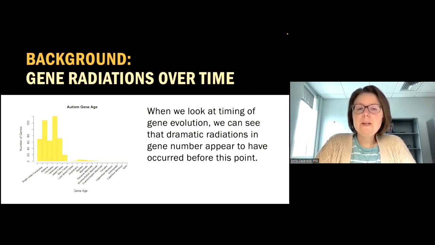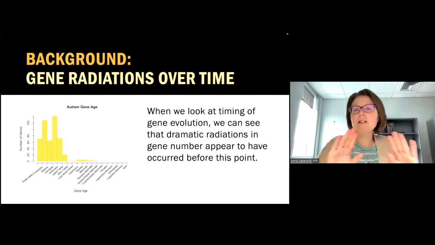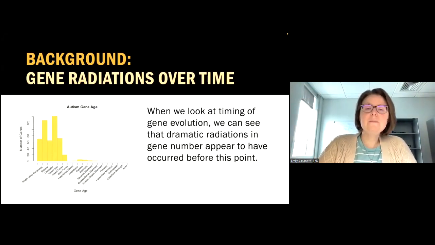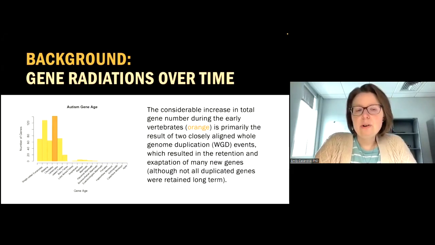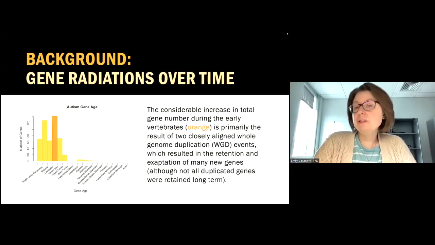So then gene evolution slows significantly, at least the evolution of new genes, right? No, we're not saying that gene evolution has stopped, right? But we're not necessarily inventing a whole bunch of new genes. All right. So here I've just highlighted in orange the period around which we see the early vertebrates.